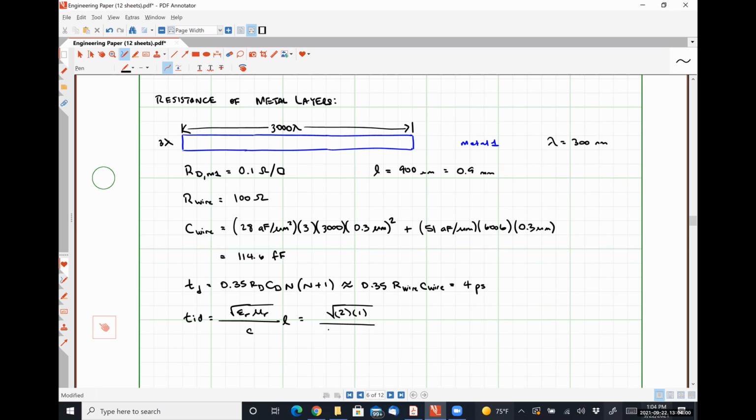we divide this by the speed of light, 3.0 times 10 to the 8 meters per second, and multiply this by our length, which we found to be 0.9 millimeters. So that would be 0.9 times 10 to the -3 meters. What is our intrinsic delay time?